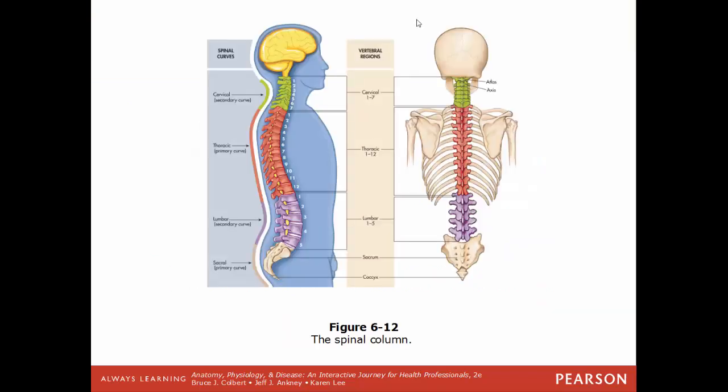Okay, so again, here's the vertebral column, or spinal column. First 7, cervical, in this green color. The next 12 are thoracic. And then the next 5 are lumbar. And this whole unit is the sacrum. And the very, very tail end of this, the tailbone, the coccyx.